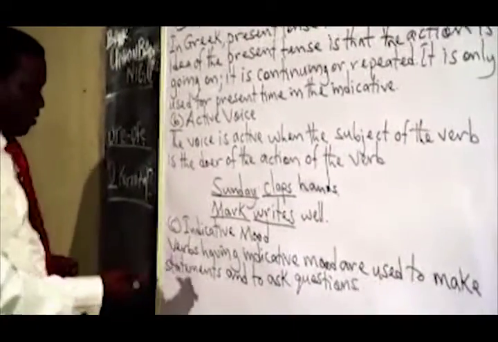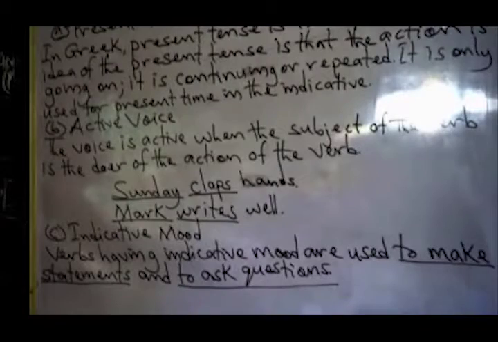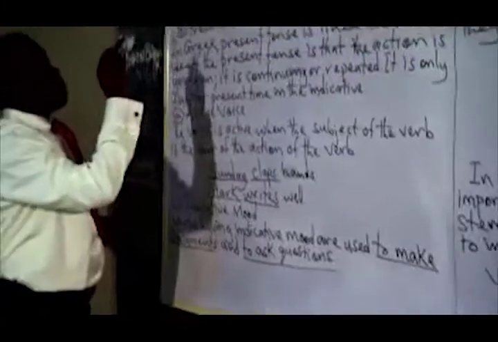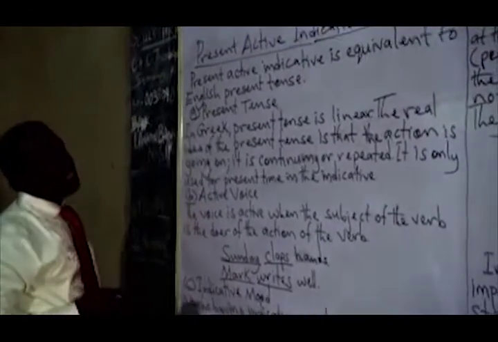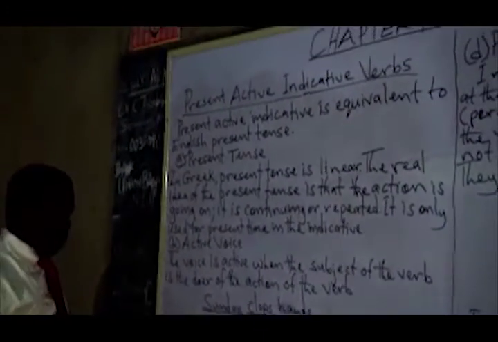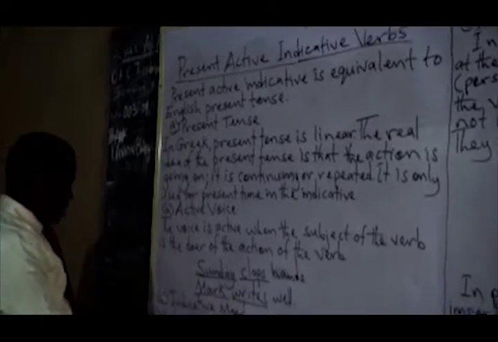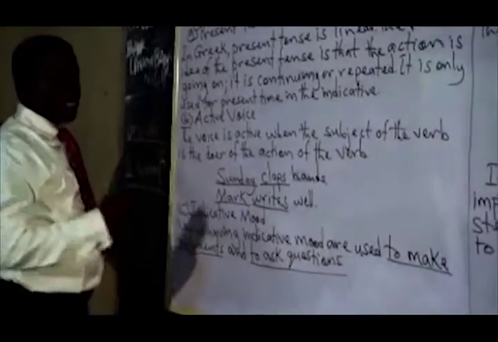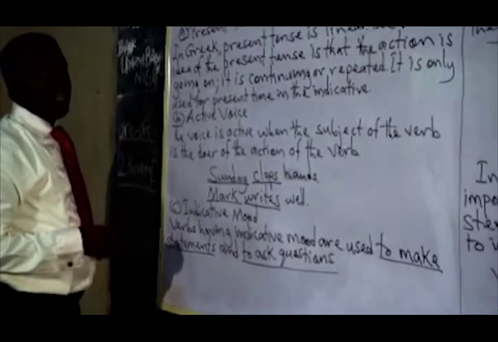We come to the third one, indicative mood. Verbs having indicative mood are used to make statements and to ask questions. Therefore, as we are considering present active indicative verbs, we will be looking at making sentences and asking questions. So that is what indicative mood is used for in Greek.